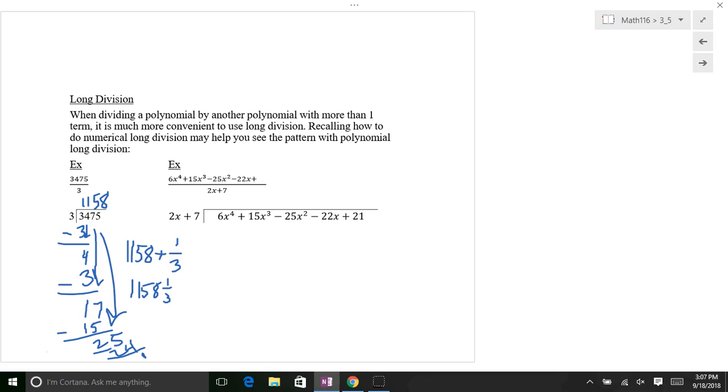Okay. Well, it's a very similar process when you're doing it with polynomials. So the first thing we're going to look at is that 6x to the 4th. We're going to try and match that. And we're going to think to ourselves, well, what times 2x gives us 6x to the 4th?